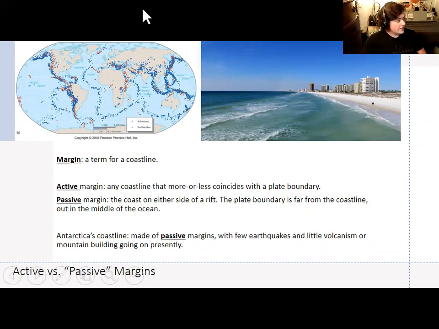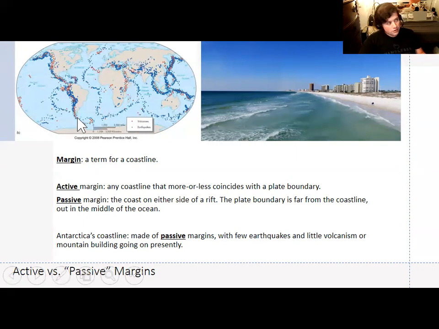Active margins are locations such as the west coast of South America, where you have a subduction trench occurring very close offshore, and you have a chain of volcanoes in the Andes Mountains, and you have lots of earthquakes occurring there. The same is true of the west coast of North America, where you either have subduction zones like you do off the coast of British Columbia and in the Cascade Mountains, or you have a transform boundary on land like you do in California. Or Japan is an example of an active margin, as is the Mediterranean.